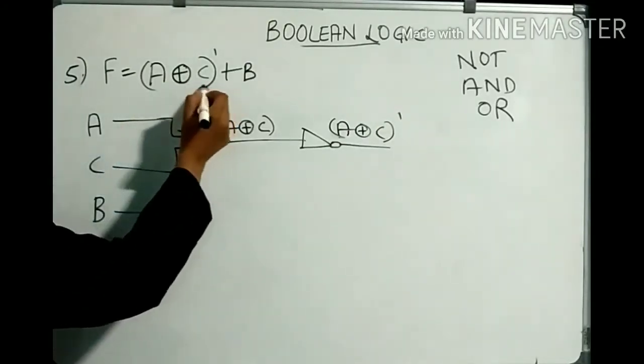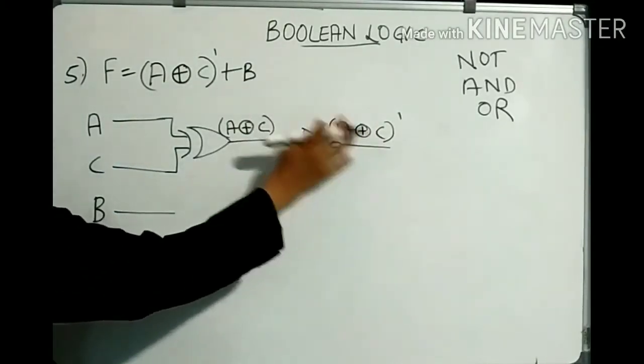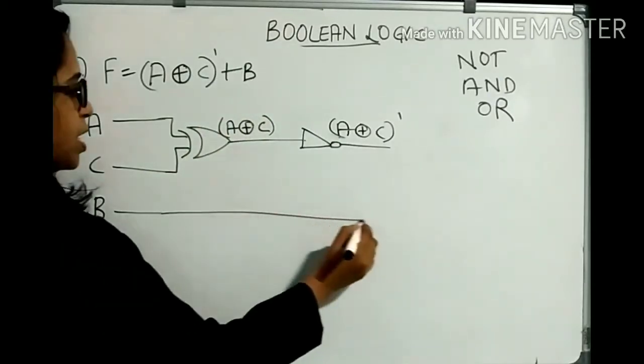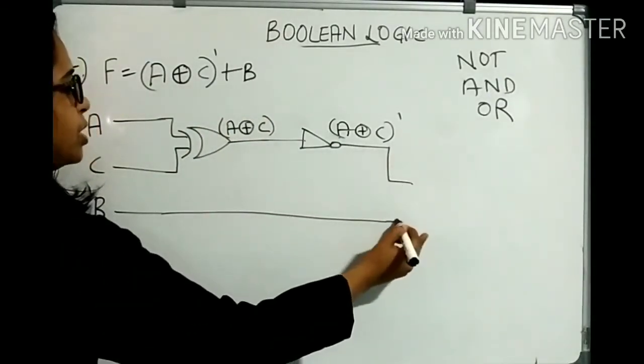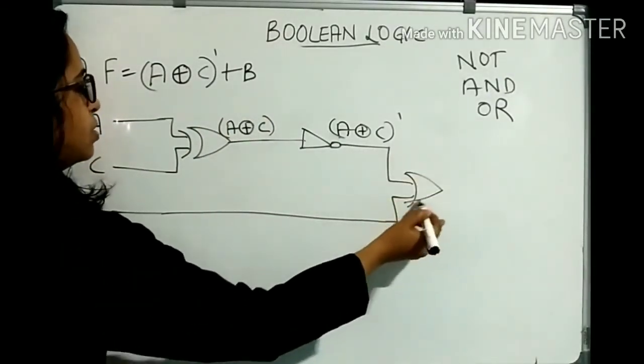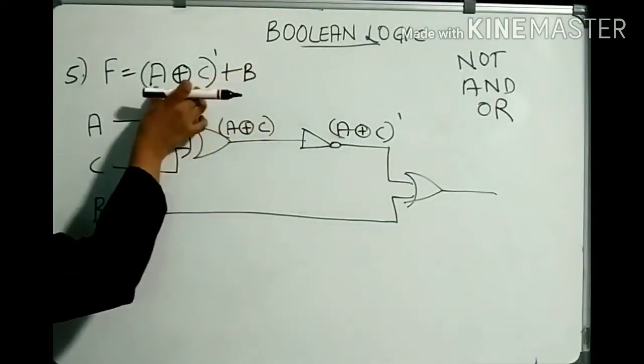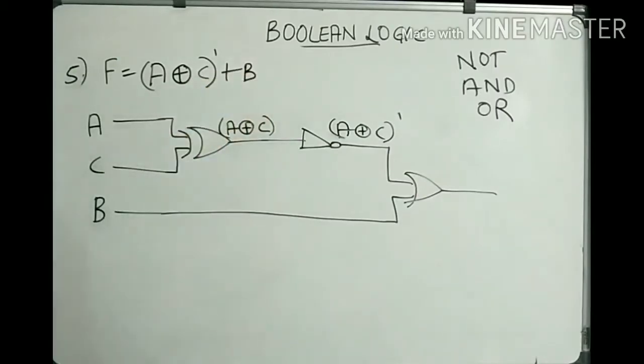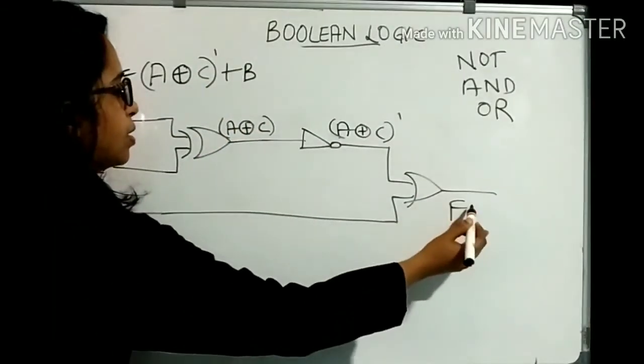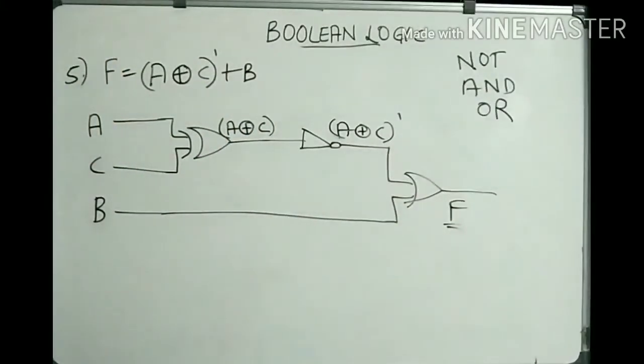Okay, then what is being ORed with this thing? B. So B I am taking from here and I am just putting an OR gate here. Because this thing and B is being ORed. So the output will be the same. Now let us cross check.